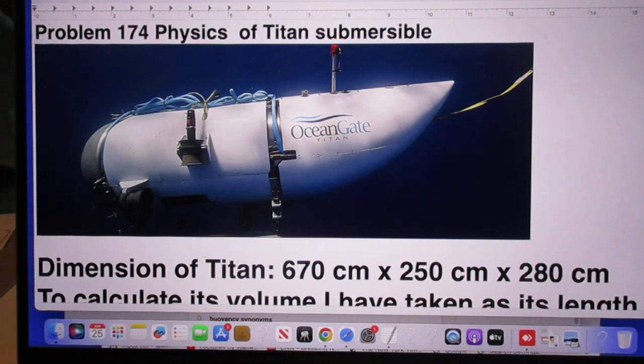You see here a picture of the submersible. It has no drop mass attached. This is just the submersible alone. You will see this picture on every newspaper.